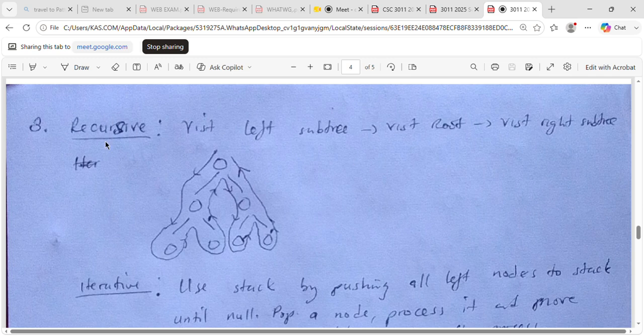Recursive is the same thing that we've been doing since time immemorial. We're just saying, visit the left subtree. So you have a subtree there, and this is a tree on its own, I'm sure you can agree. Then visit the root. Then visit the right tree. That is in order: the left child first, the parent next, then the right child.